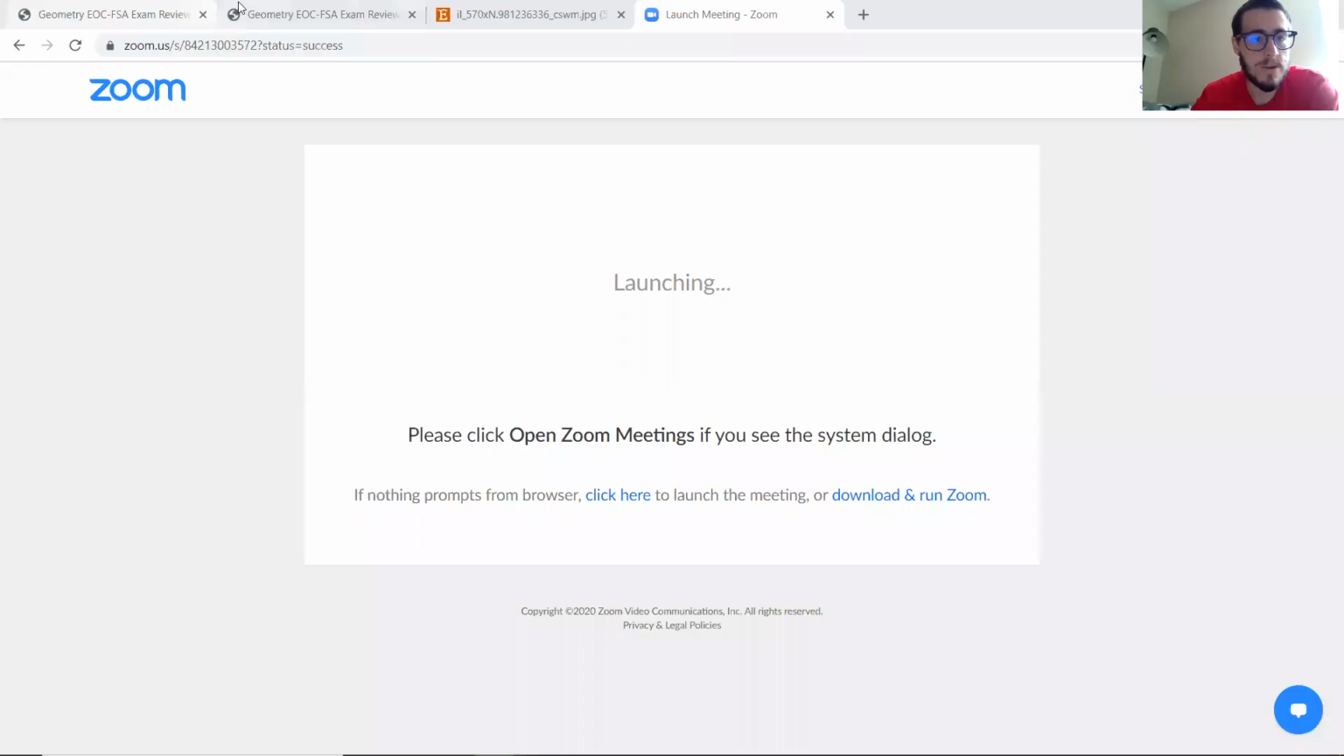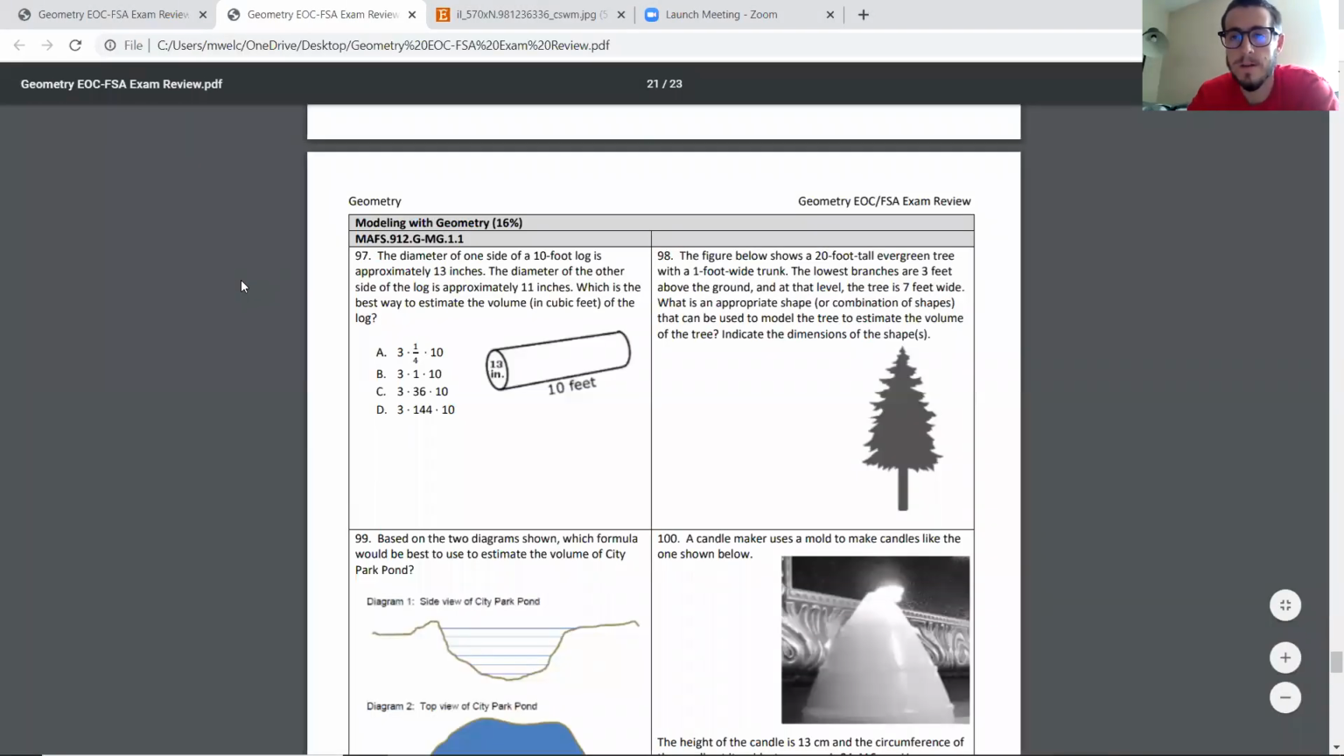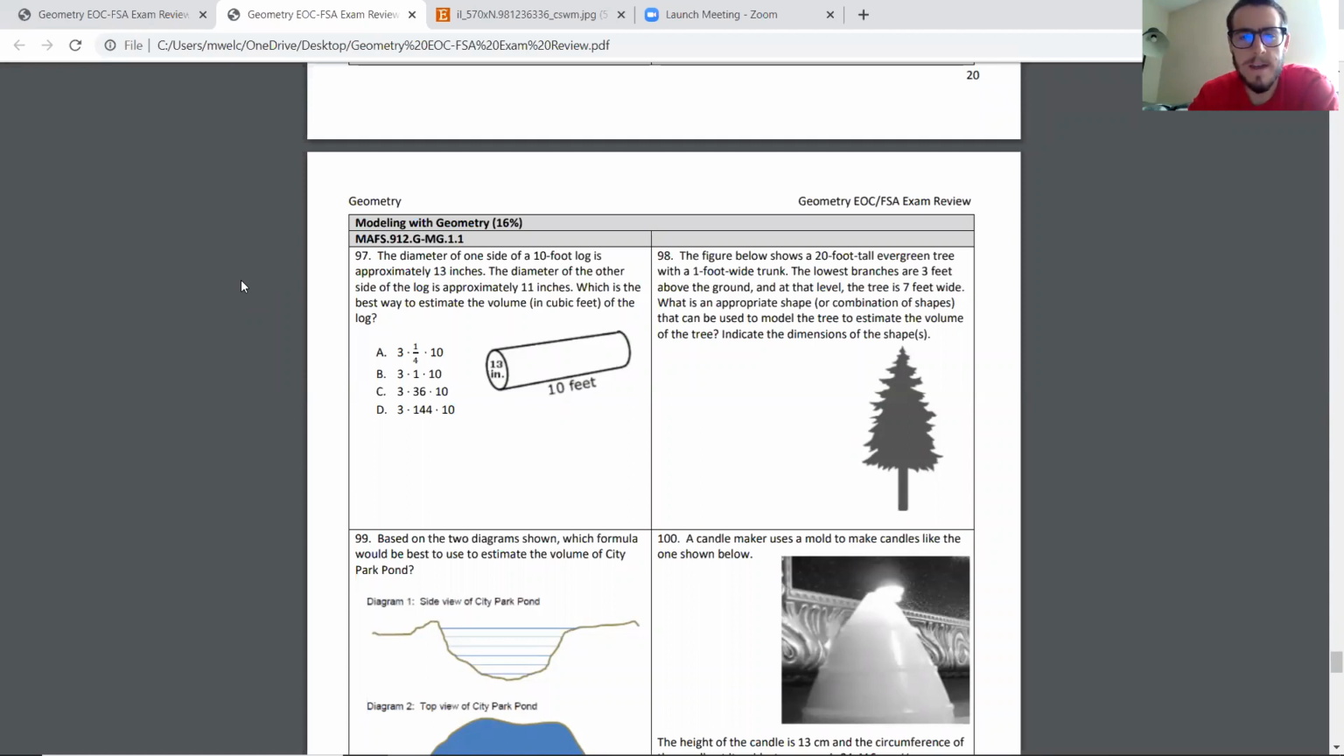Okay, we're going to take a look at number 97. Number 97, I think, is a tricky question, even if you have really good geometry skills, because it's asking, we'll look at it: The diameter of one side of a 10-foot log is 13 inches. The diameter of the other side is 11 inches. What's the best way to estimate the volume?